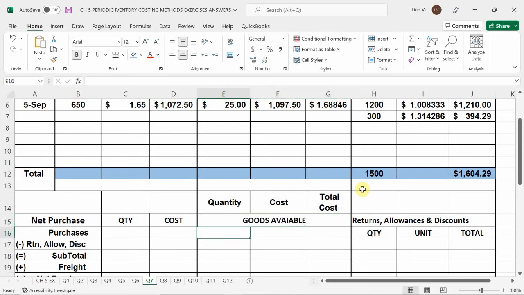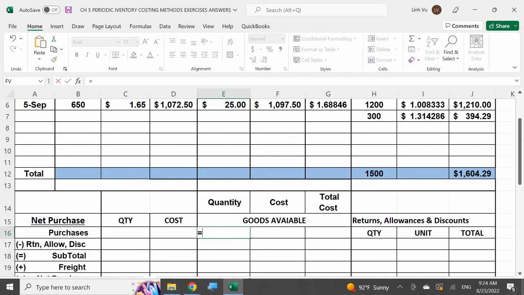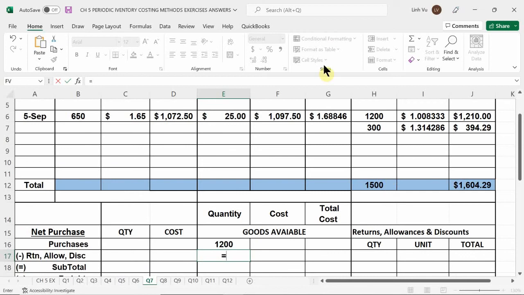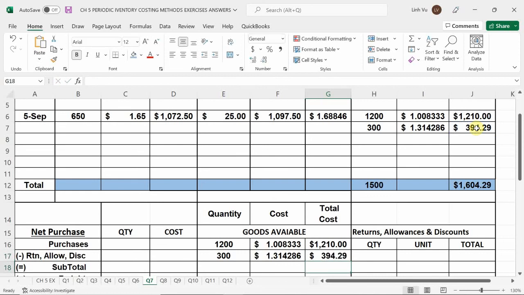Because as part of my goods available, my beginning inventory is going to automatically transfer into my goods available, because it is my beginning inventory, right? So I'm going to have to go ahead and copy all that down into my goods available here. Okay? Because this is going to act as if this was my first couple purchases that I've made, right?